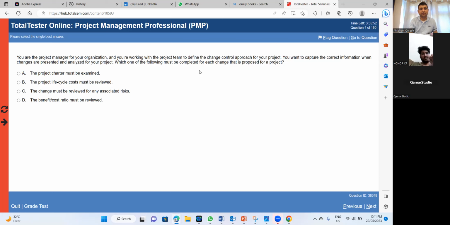What do you think, guys? So in this way, I say option D: cost benefit analysis must be reviewed. Yeah, Kazim is not agreeing. He's saying we should choose C.